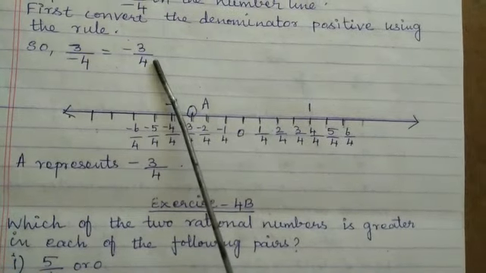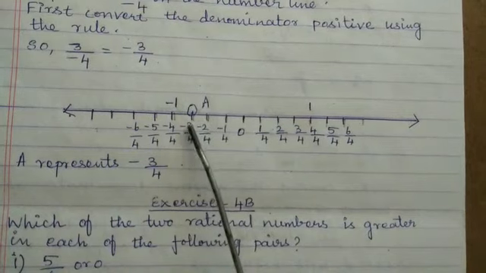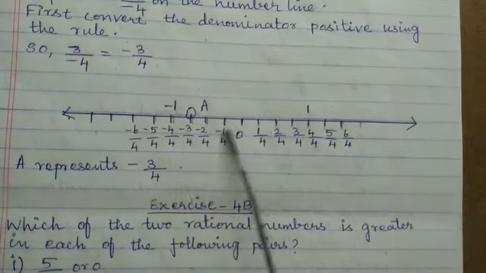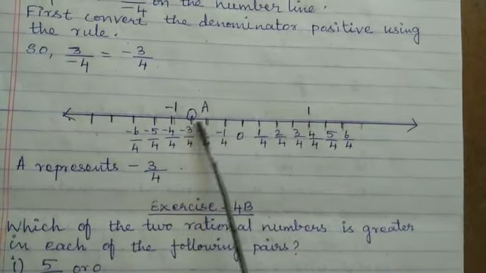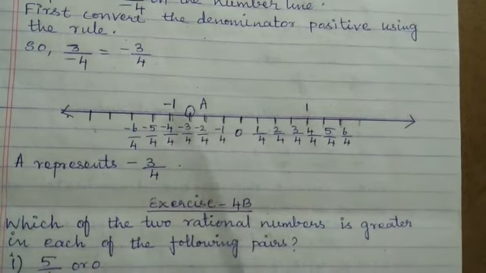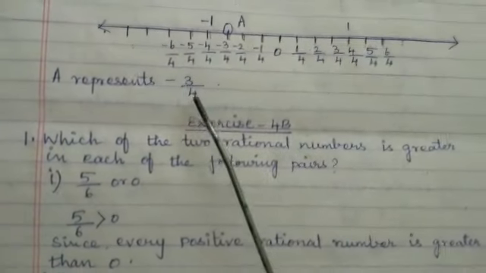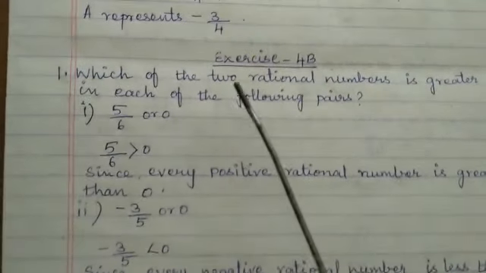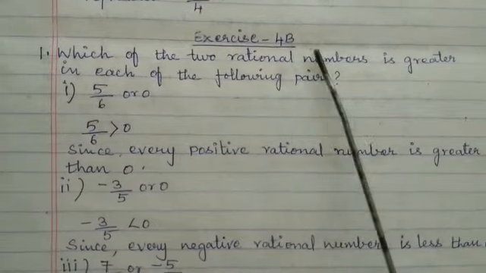Now the question is minus 3 by 4, you have to represent on the number line. So it should be on the left hand side of the zero. Here minus 3 by 4, then point it and circle it, name it with the alphabet A. So A represents minus 3 by 4. Now we move on to exercise 4b.